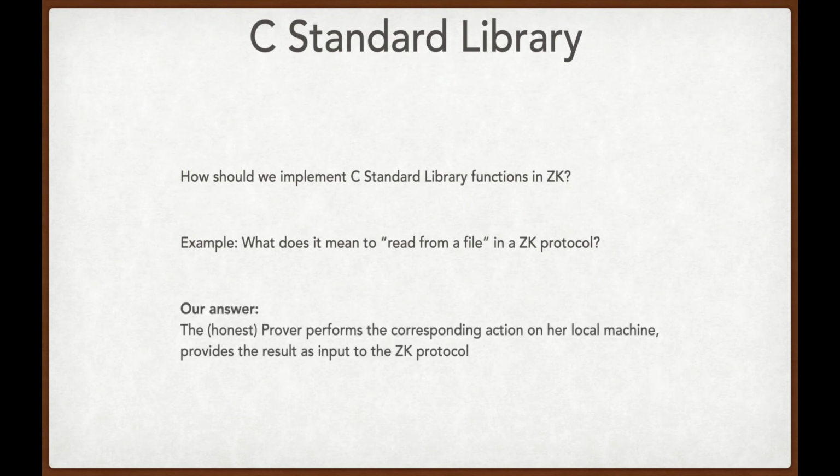Our answer, which we think is very natural, is that we cause the prover to perform corresponding actions on her local machine and then return the answer of that action back to the zero-knowledge protocol as part of her witness. So for example, when the zero-knowledge program indicates that a file should be read, the prover will read that file on her local machine and then feed the answer as part of her witness into the zero-knowledge protocol.